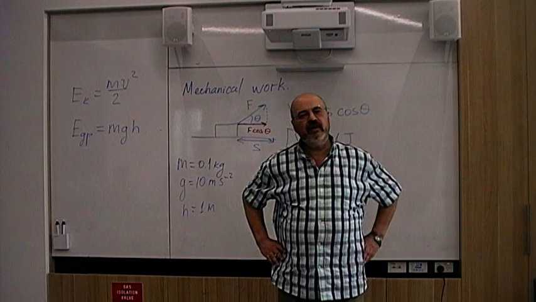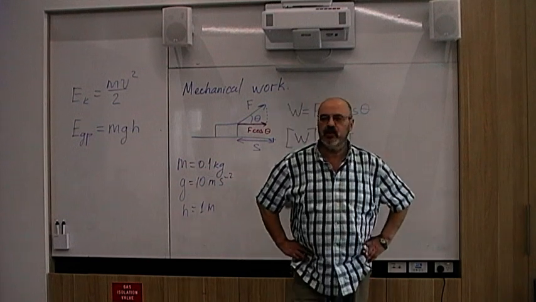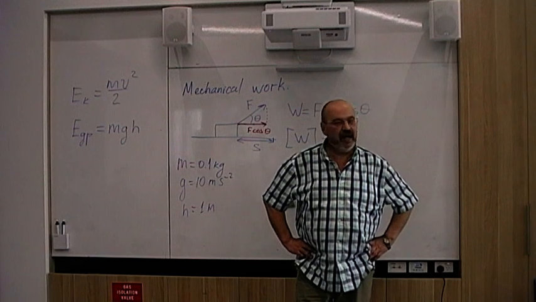What does negative mean? Gravitational potential energy negative 3 joules. Opposite direction? Energy doesn't have direction.